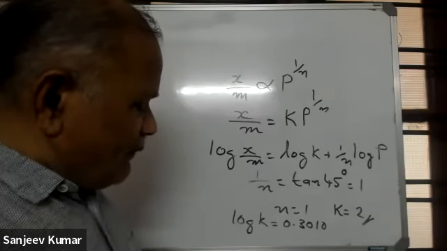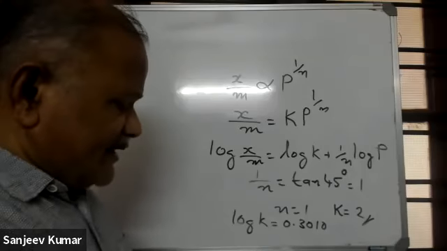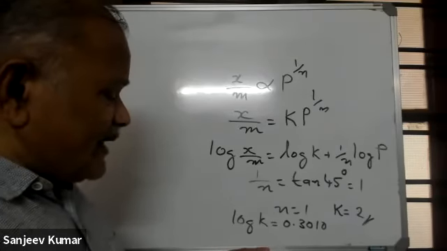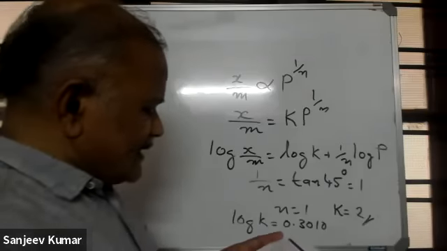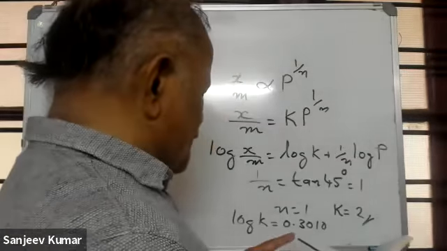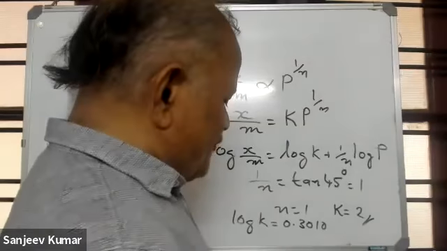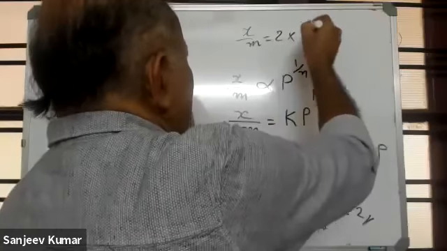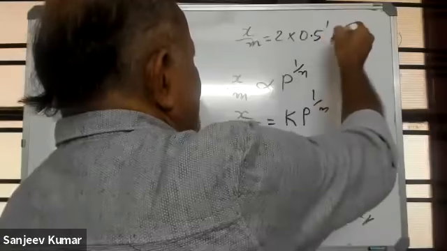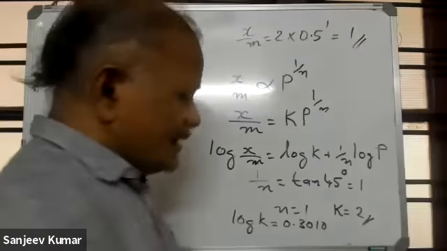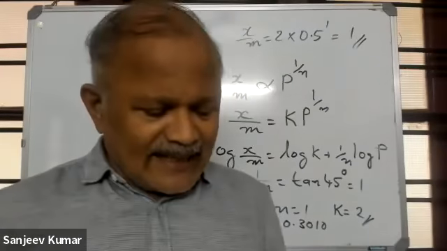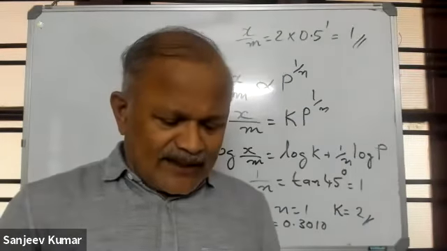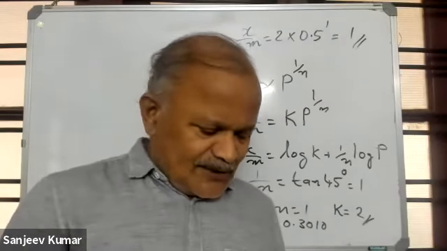And at p equal to 0.5 atmosphere, x by m is equal to k into p raised to 1 by n. Therefore x by m is equal to 2 into 0.5 raised to 1, that is equal to 1. That is, x by m is equal to 1. And the answer is the choice A.